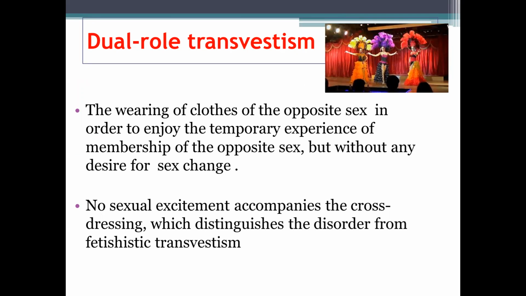So, dual role or transvestism. Transvestism, not transsexualism, you see, transvestism. The wearing of clothes of the opposite sex in order to enjoy the temporary experience of membership of the opposite sex, but without any desire for sex change. Now you see what is in the picture, they are men. Only temporarily they put on women's dresses, and only for some hours they become as women. They have the experience as women, the opposite sex, but in life they don't want to change sex. So, you see fetishistic transvestism, you can read on the internet what it is and so on.